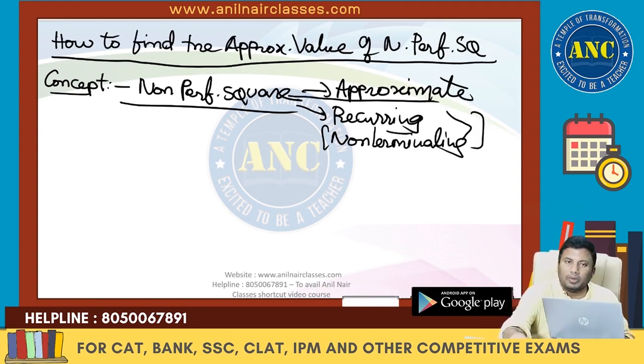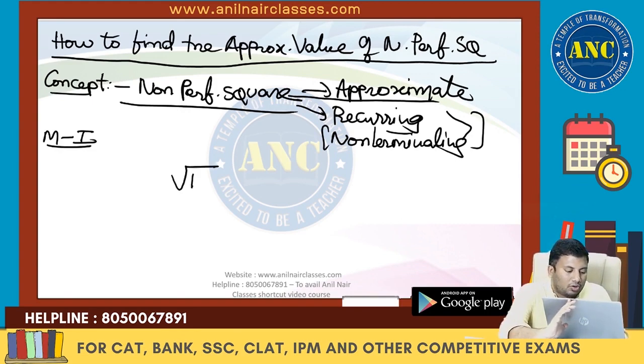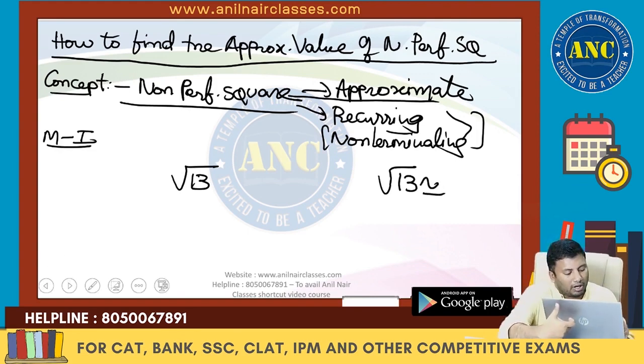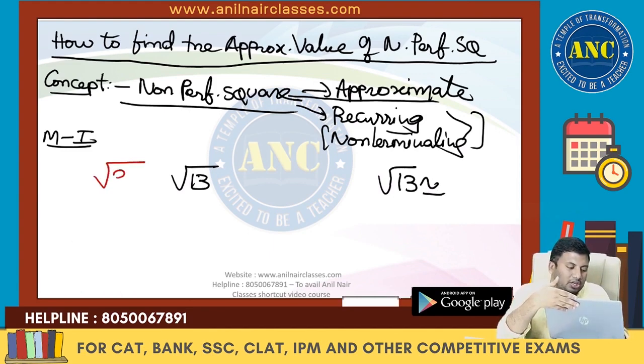Now, 2 methods I will solve. Method 1 and method 2. I want the square root of 13, the approximate value of the square root of 13. Step number 1: square root of 13 lies between which 2 perfect squares?